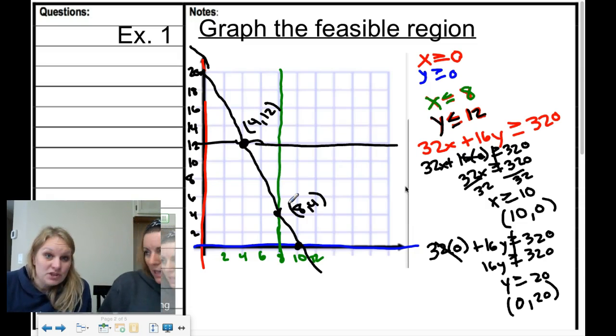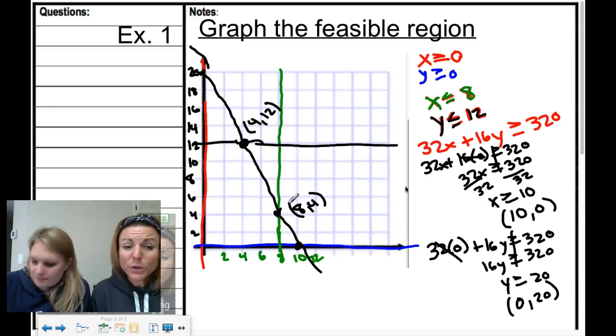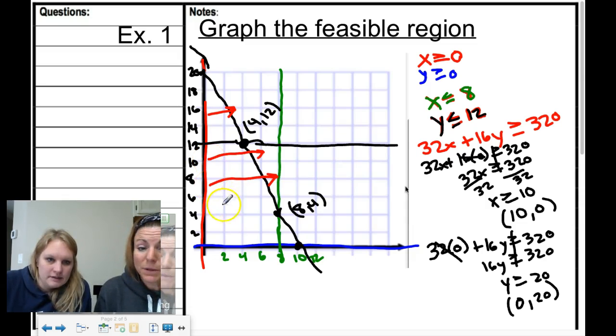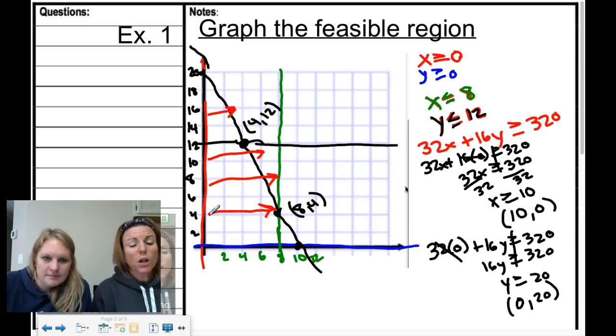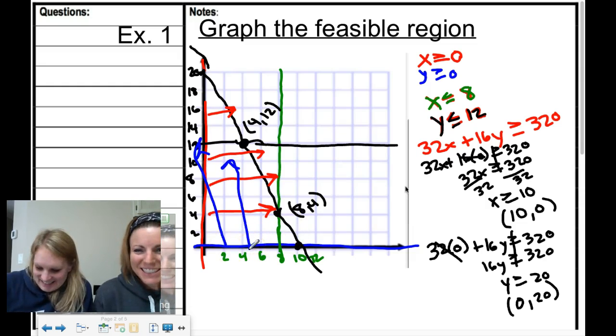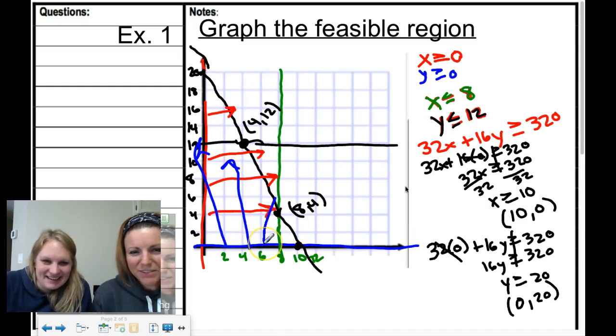So now the shading begins. Okay, so x greater than or equal to 0, obviously that just means to the right. So we're going to the right. And I like Miss Boyd's doing little arrows. We're going to see where they all overlap. Remember, the feasible region is where all of the arrows are going to overlap. Y greater than or equal to 0 is going up. She's going a little bit to the left. Okay, there we go.